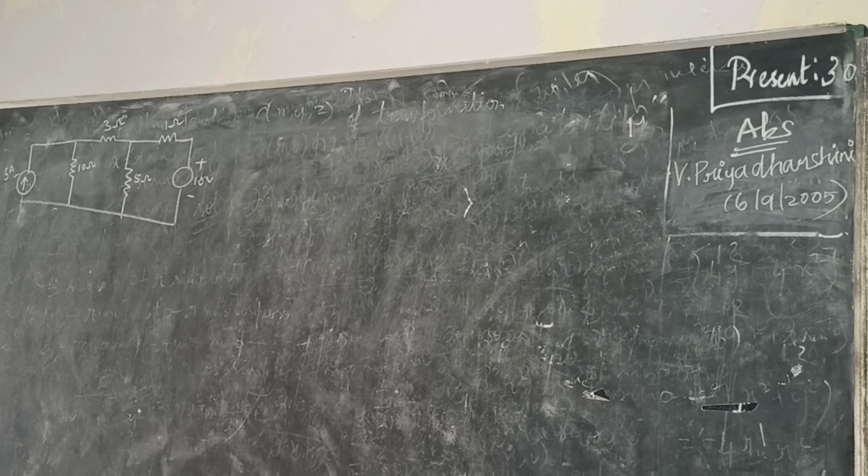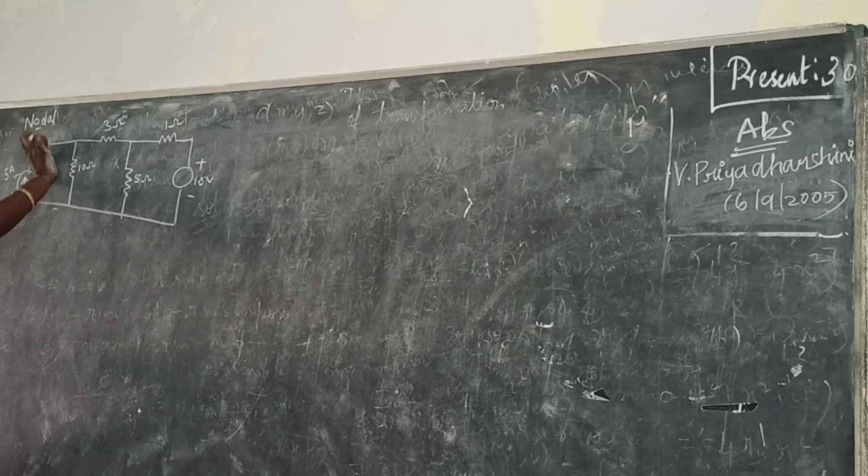Okay, listen. In nodal analysis, sum of the current entering into the junction is equal to sum of the current leaving from the junction. Here we are going to concentrate on load. In KCL analysis, we are going to concentrate on load, isn't it? But in nodal analysis, we are going to concentrate on node. How many nodes are there?